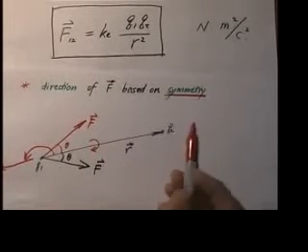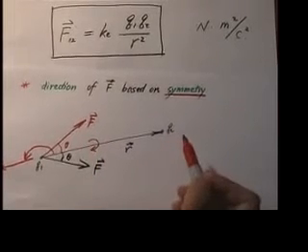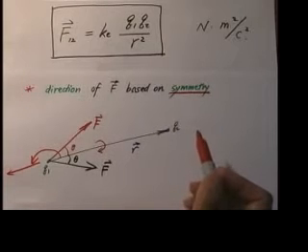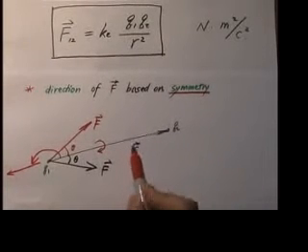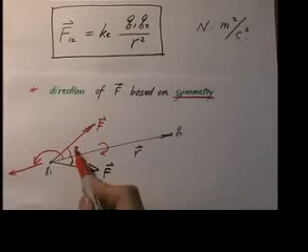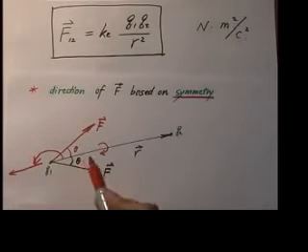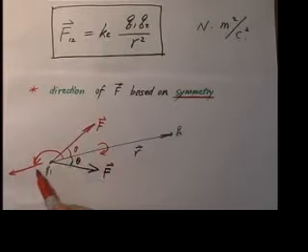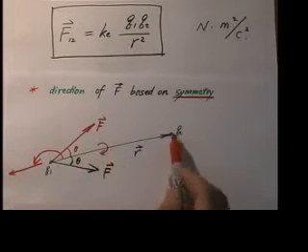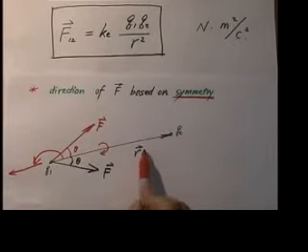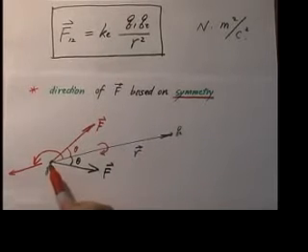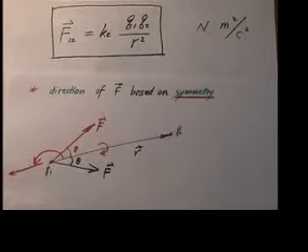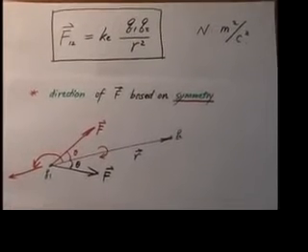So the only possible values for the direction of F that leave the symmetry unaffected are theta equal to 0 or theta equal to 180. That means the force must be along the line connecting these two charges. It is either in the direction of R or in the direction of negative R. That is the only choice. Otherwise, we violate symmetry considerations. All right.